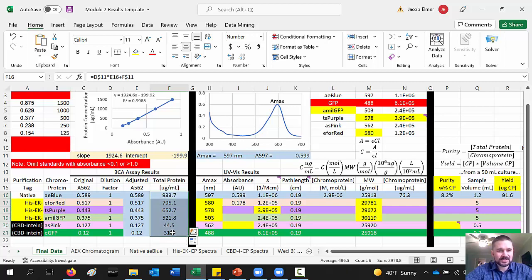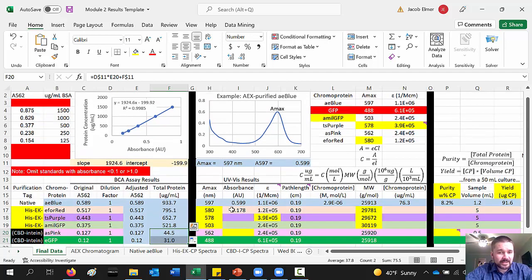So here's our total protein values from the BCA. Now what's interesting here is that the AEX and the IMAC purified samples are in the hundreds of micrograms per mil, but our chitin purified samples are only in the dozens, right? So we have less protein here, but that's probably because we got rid of all the other impurities. Okay? Now let's move on here.